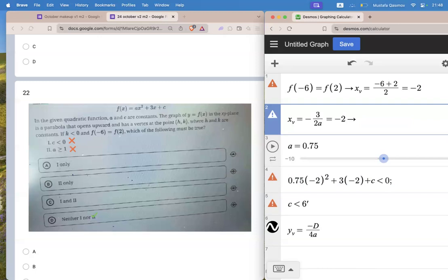You can tell from the question that it's ax squared plus 3x.